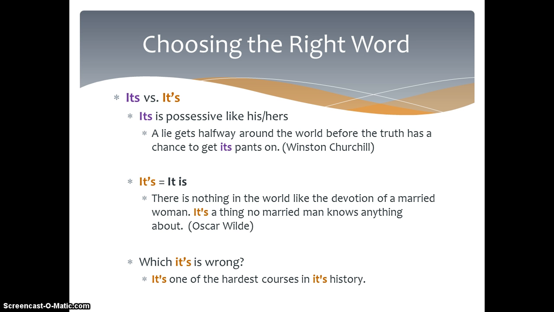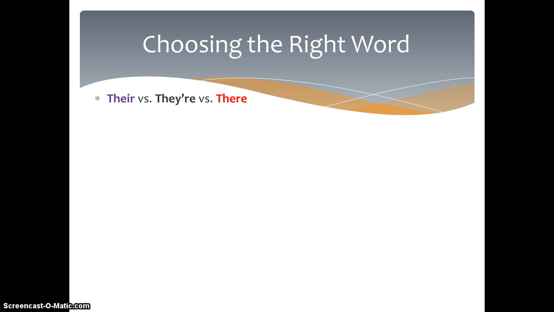Which its is wrong? "It is one of the hardest courses in it is history." If you did your substitution, you know that second one is wrong. Okay, next one. Here we go. Their versus there versus they're. Three different words. Their, as you see, is possessive like his, hers, and its.